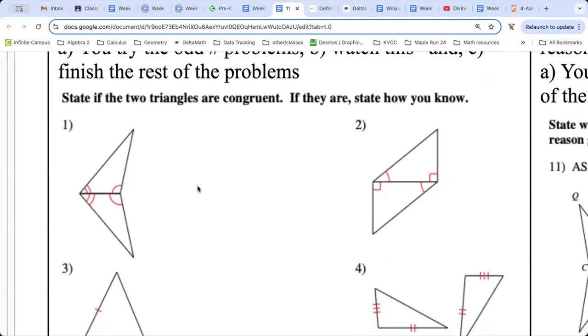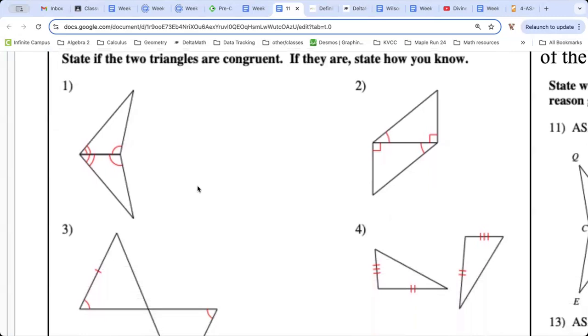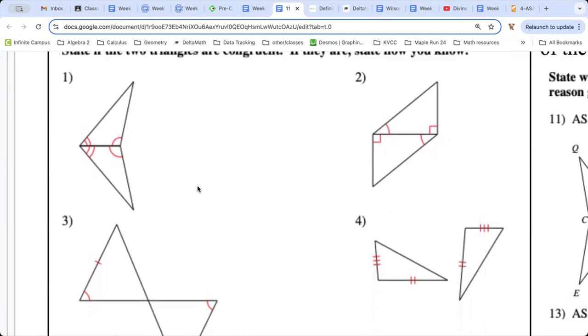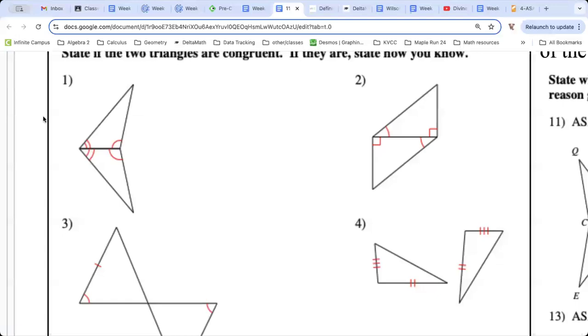Here we go. So state if two triangles are congruent. If they are, state how you know. So number one, we're looking at it. And as we can see here, we start with this angle here has two markings. And as you know, this side, both triangles are sharing, so they are congruent because they belong to both triangles. So it's pretty concrete that they are congruent.